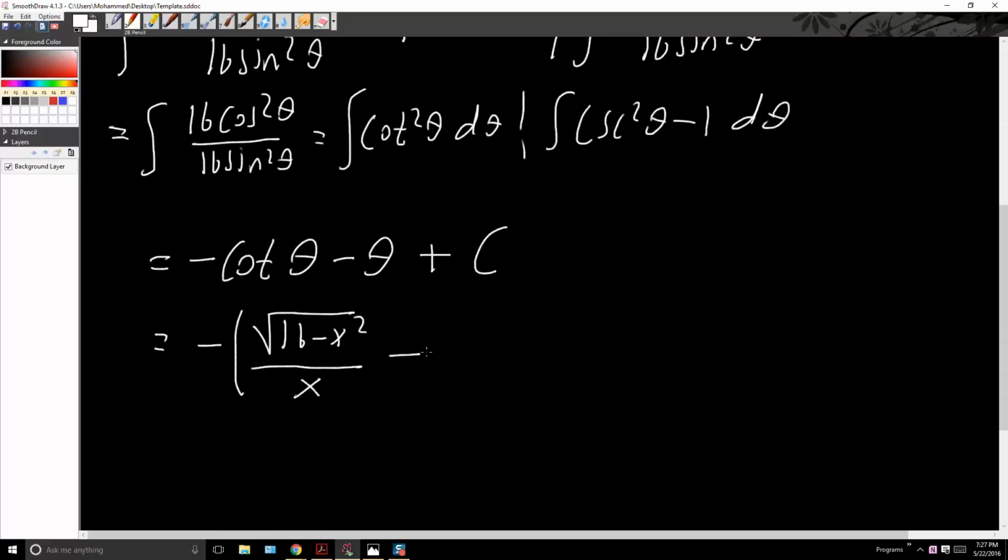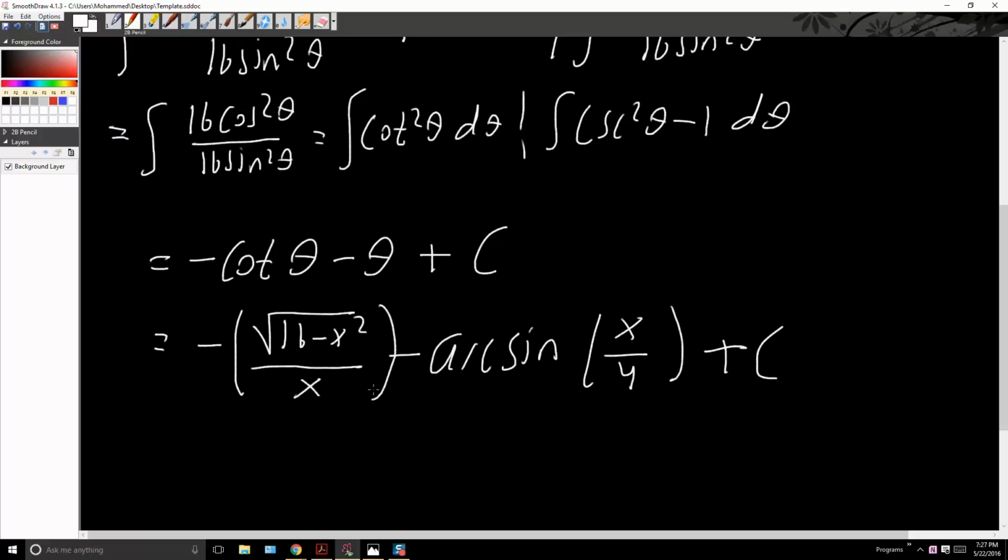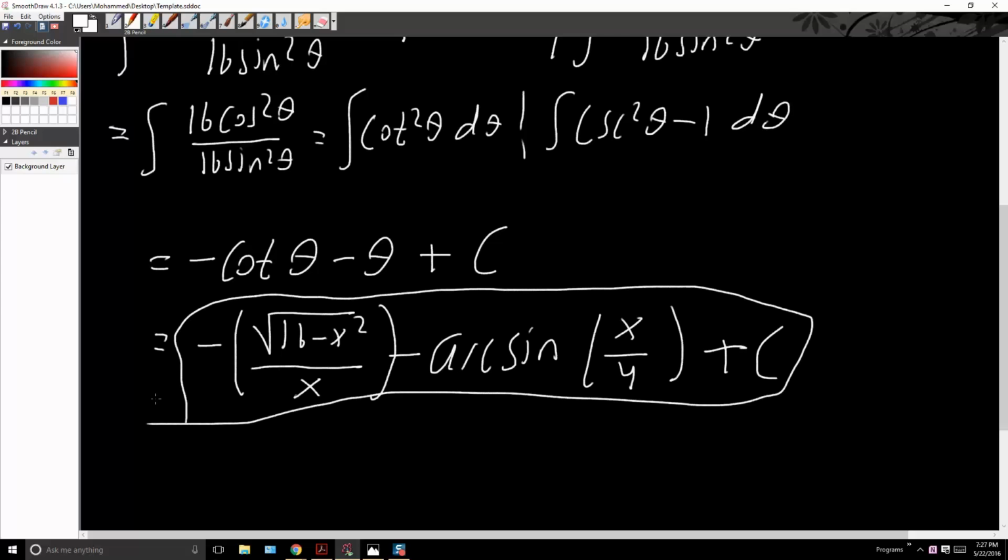Since we already had a negative, it will simply be arc sine x divided by 4. The arbitrary constant c will remain. Oh, let me put a parentheses here. So this is negative, plus c. And this is our final answer. And that's all we need to do.